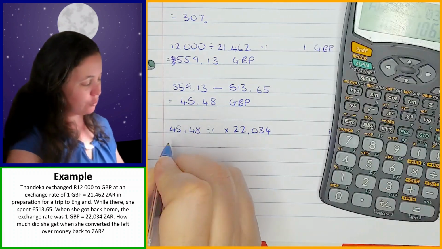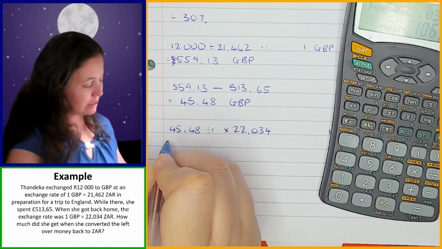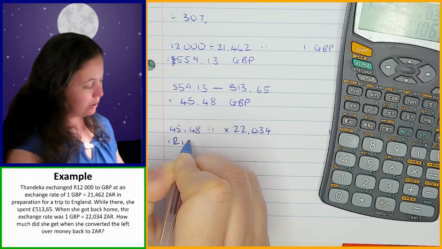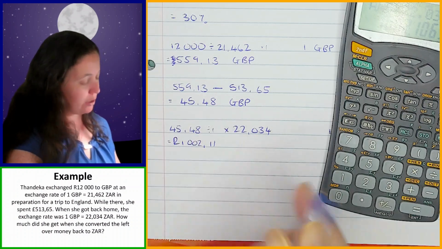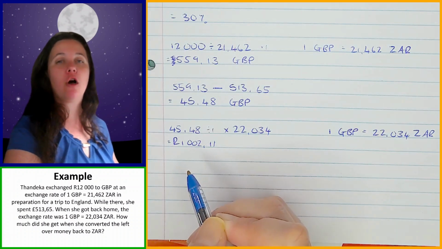That gives me 1002.11 if I round that off to 2 decimal places. Remember, when you're working with money, you always round off to 2 decimal places. So that's going to be 1002.11 rand. And that's how much she would end up with when she converts it back after she gets back from England.